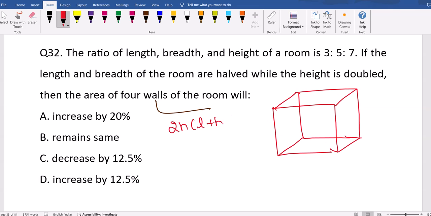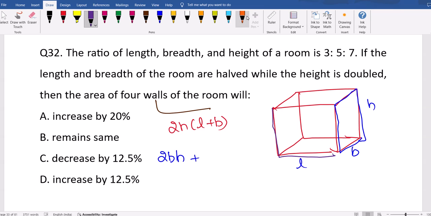How does that formula come, sir? You can take this as length, breadth, height. This side, B into H, is your right wall, BH. Left wall, BH. So 2BH will come, because of right and left. And your front side is L into H, your back side is L into H. So 2LH will come because of front and back. So the area of four walls, if you take 2H common, is 2H into (L plus B).